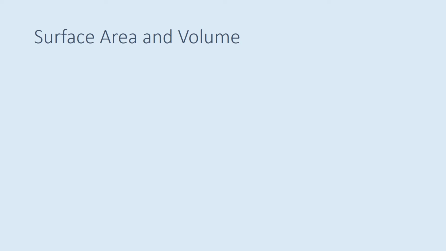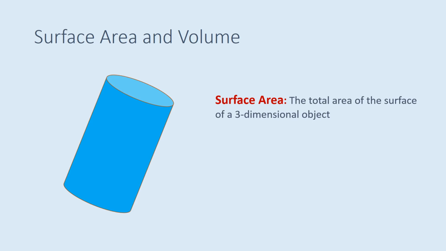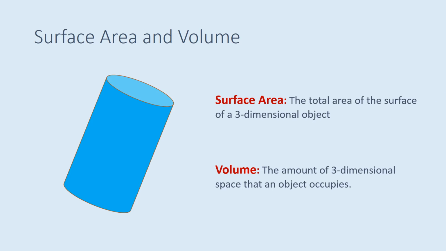Today we're going to look at the relationship between the surface area and volume of an object. The surface area is the total area of the surface of a three-dimensional object, whilst the volume is the amount of three-dimensional space that an object occupies.